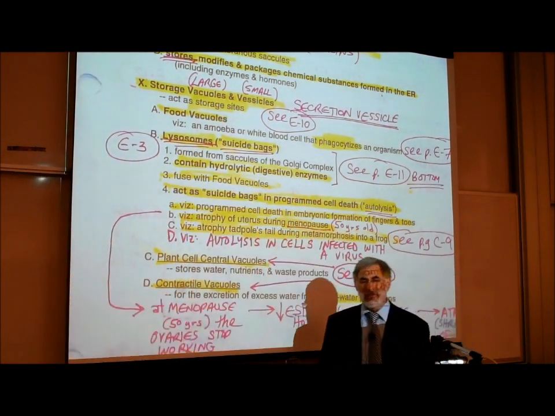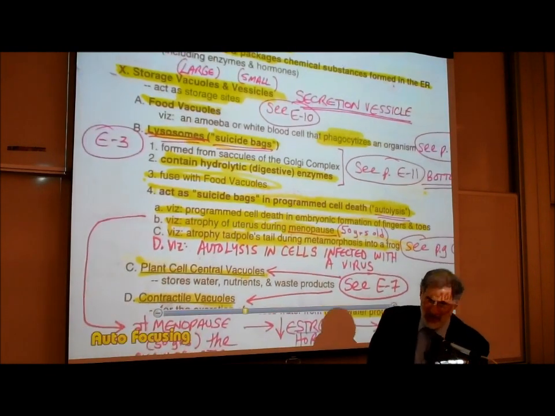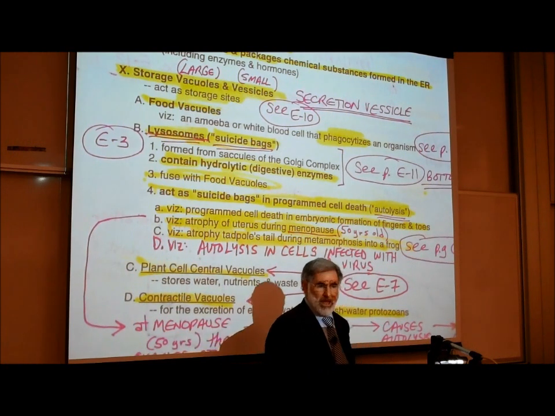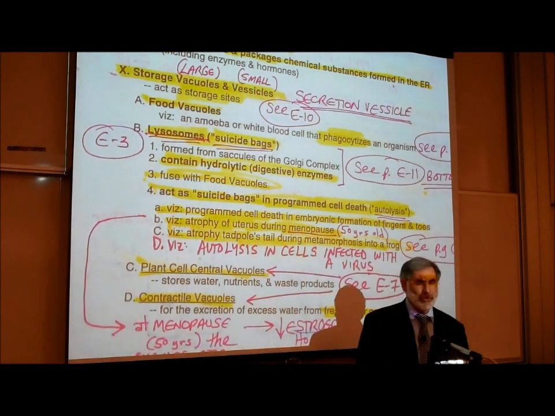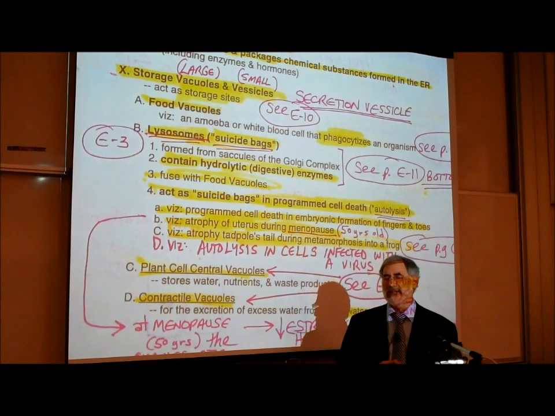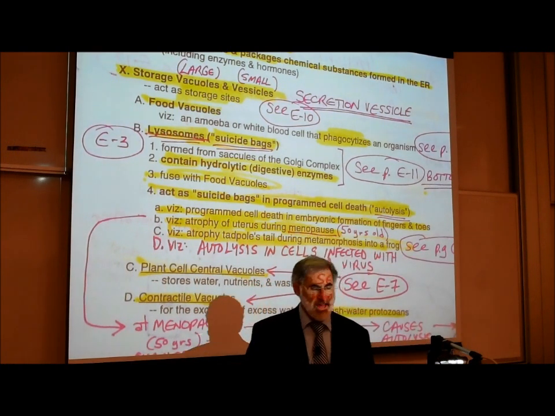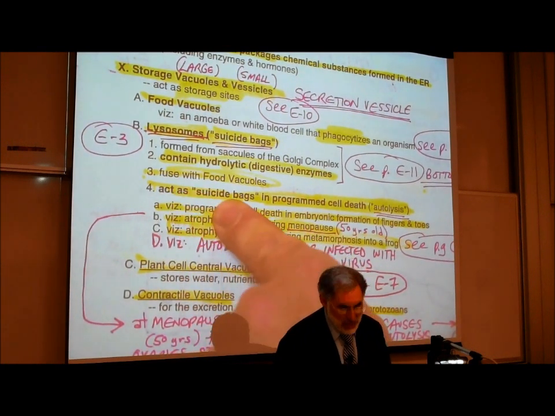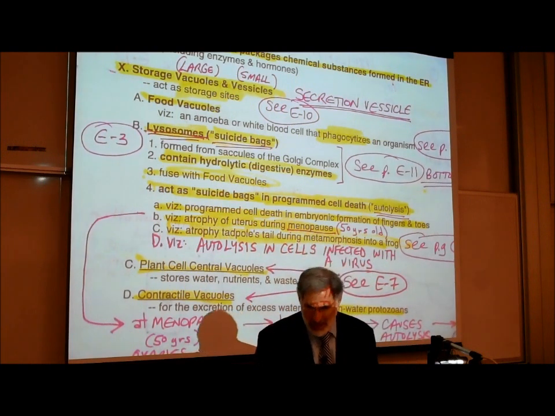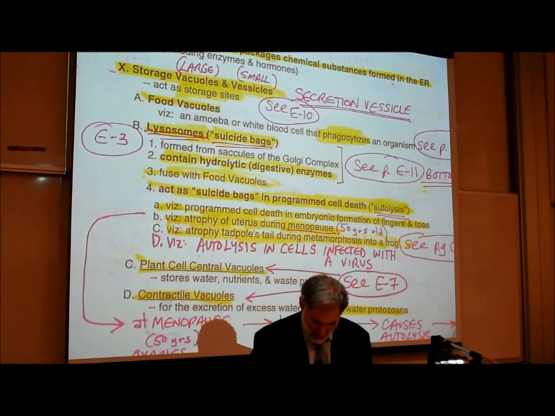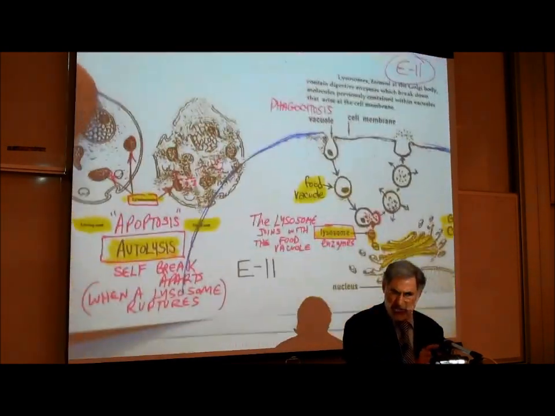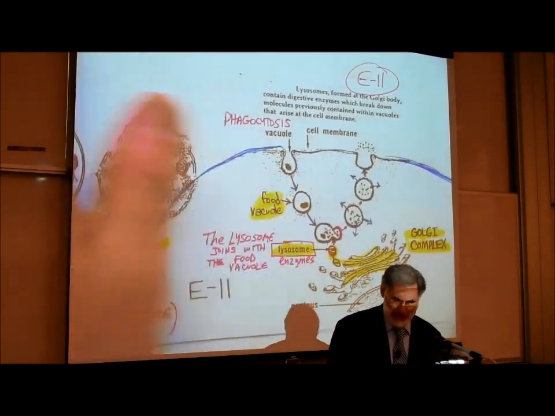And then we had spoken of lysosomes. And we said that lysosomes have this strange nickname, suicide bags, which we're going to get to in just a moment. We said that the lysosomes are formed from the flat pancake-like sacs of the Golgi complex. They contain digestive enzymes, and they fuse with food vacuoles. Now, we actually showed you a picture of this on page E11. And again, there are resources available showing you all this.